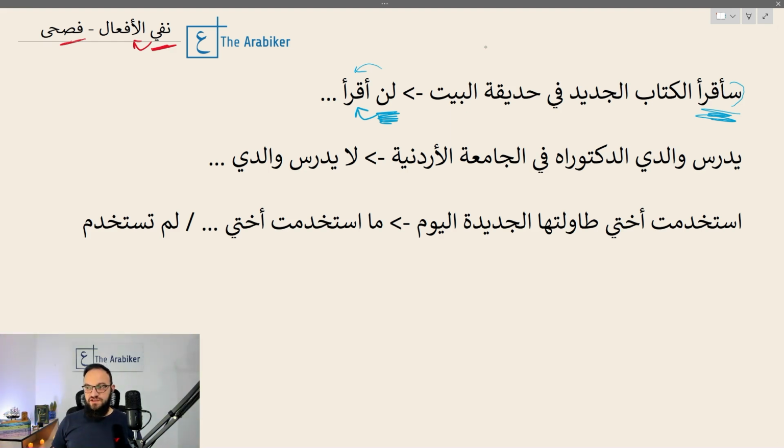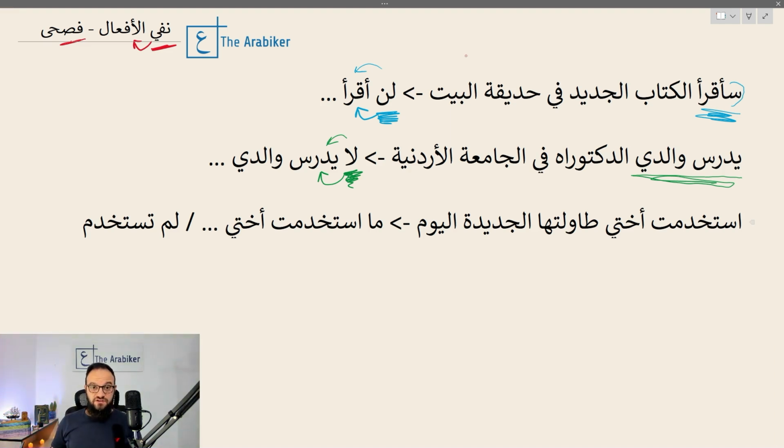For the present tense, you might have noticed that I used the particle لا followed by a present form of the verb to negate present tense. يدرس والدي, my father studies, becomes لا يدرس والدي. لا followed by present form of the verb to negate present tense.